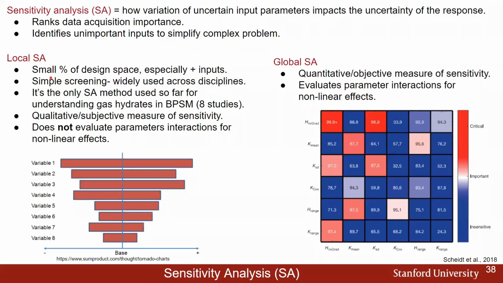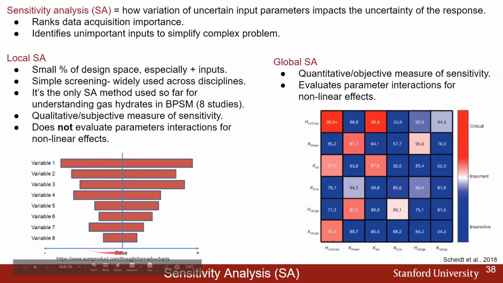The local sensitivity analysis approach utilizes a small percentage of the design space, especially when there are many inputs. It's a simple screening method widely used across disciplines, and it's the only sensitivity analysis method used so far for understanding gas hydrates in basin and petroleum system modeling. There's been about 8 such studies. It is a qualitative and subjective measure of sensitivity, and it does not evaluate parameter interactions for nonlinear effects.